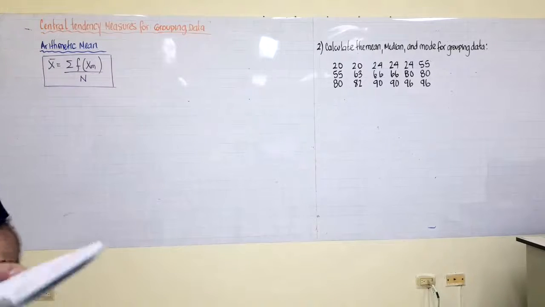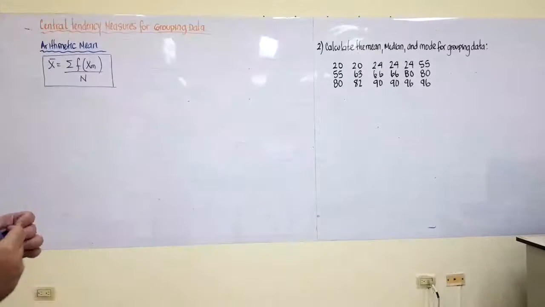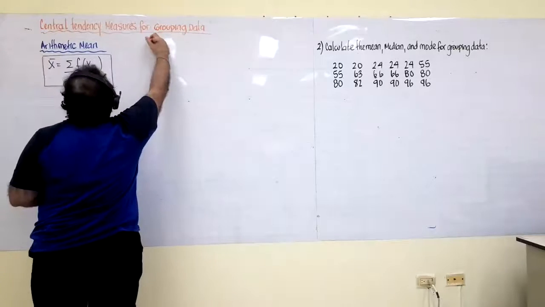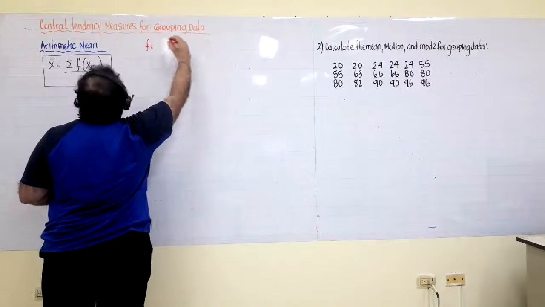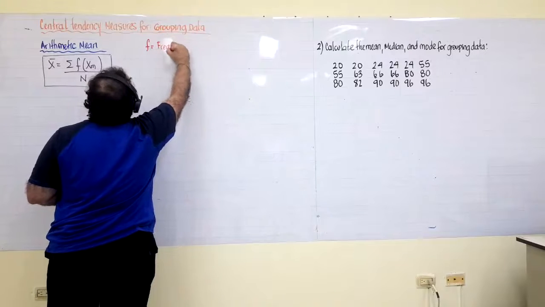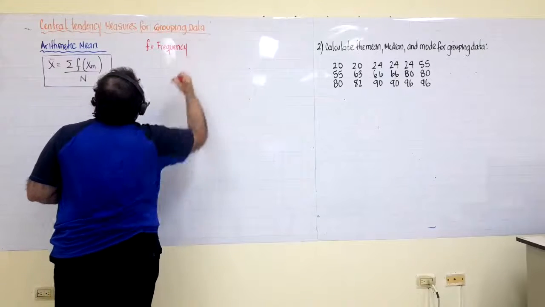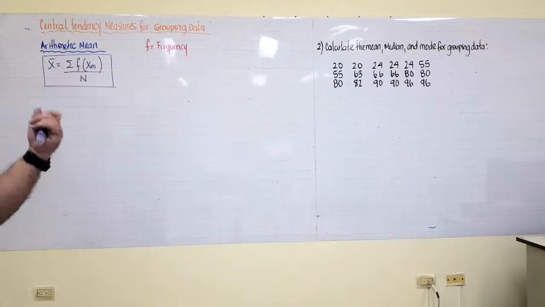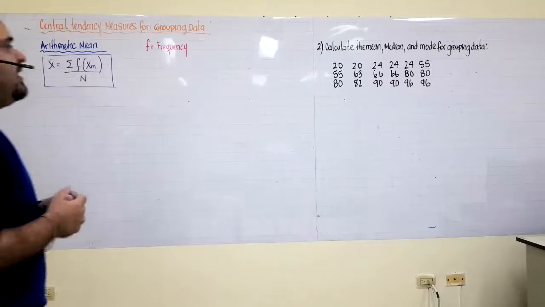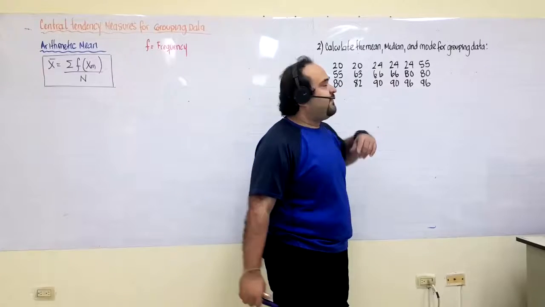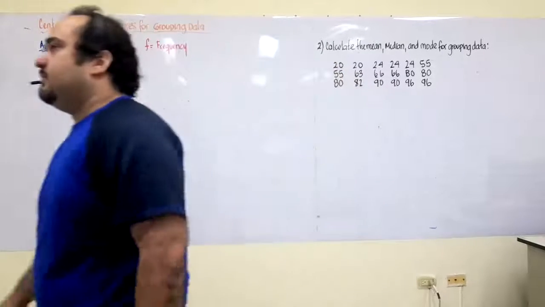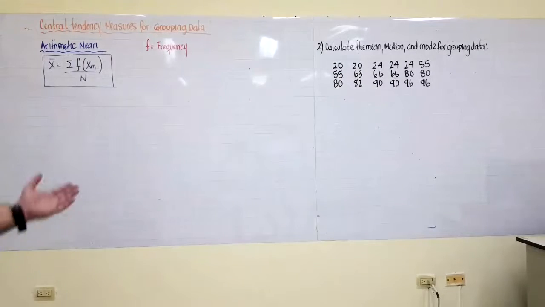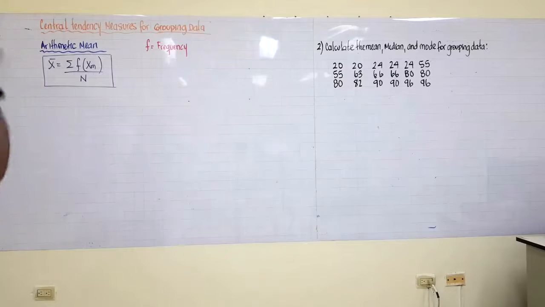In this situation, my dear students, the letter f represents the frequency. Frequency, what does that mean? The frequency means the number of times that one singular number is repeated. For example, if I ask you, what is the frequency of the number 24? Three times, right? That will be 3. What is the frequency of the number 20?